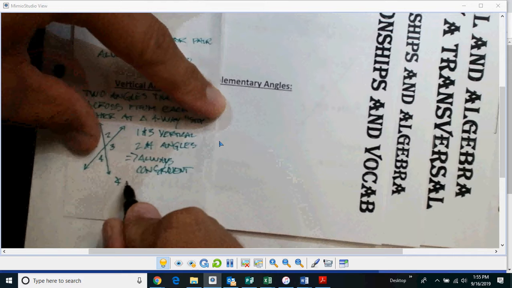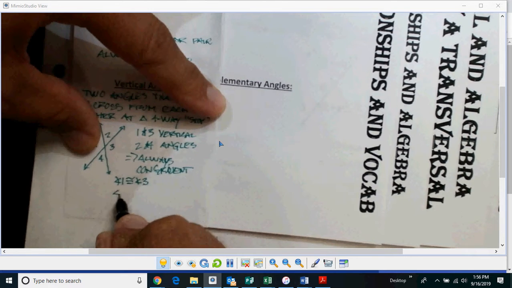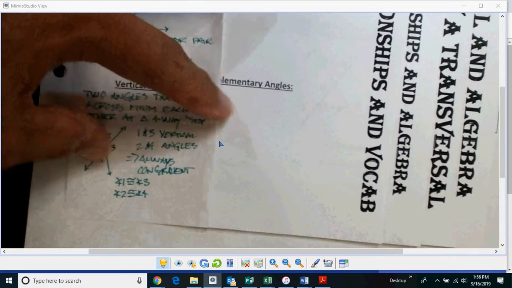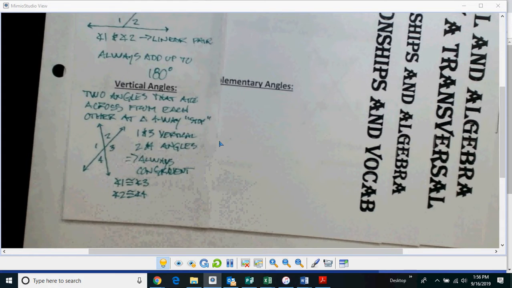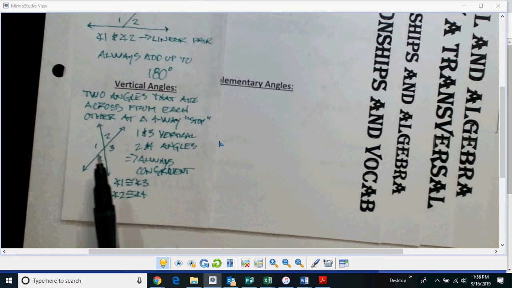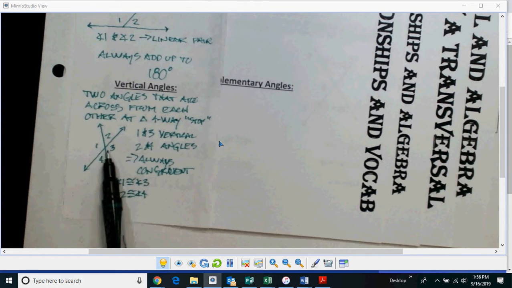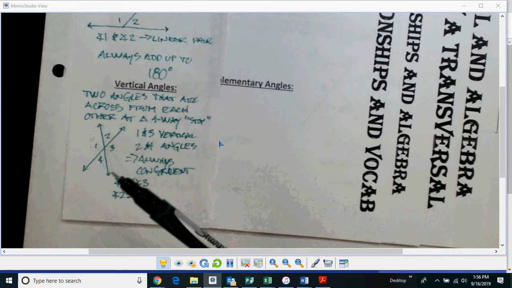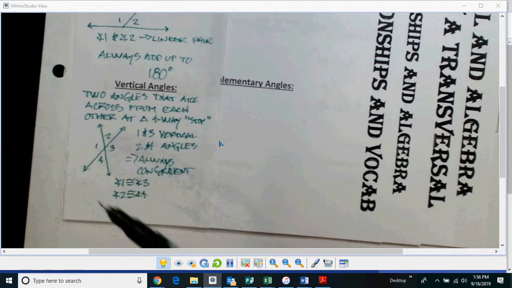So angle 1 is congruent to angle 3. Angle 2 is congruent to angle 4. Vertical angles are always congruent. They always are the same as each other. So it doesn't matter how I construe them. If they're across from each other at a four-way stop, they're going to be the same. So 1 and 3 are the same, 2 and 4 are the same.